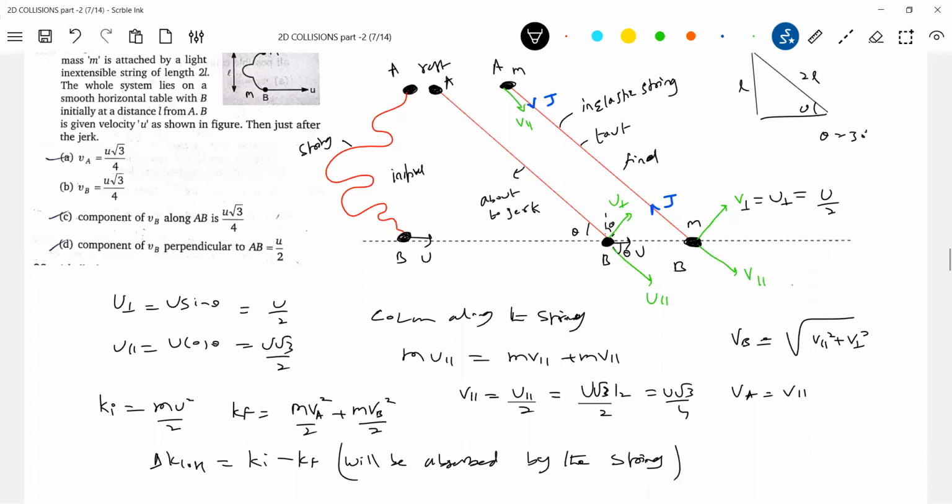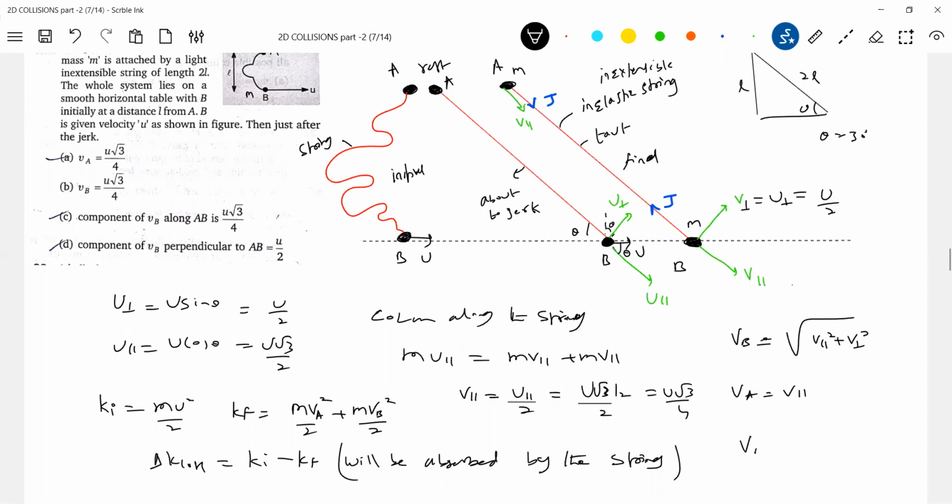So now different types of questions will be available. You have to be very careful. Sir, how did you say that both A and B will have the same velocity? They're connected by a common string. You see that one, an inextensible string. So the velocity of B along the string must be equal to the velocity of A, as the string is inextensible. Inelastic, inextensible string.